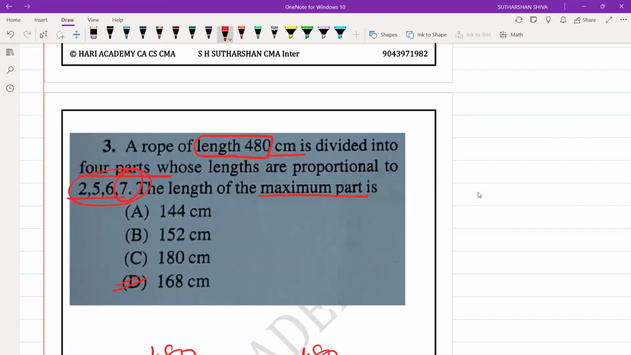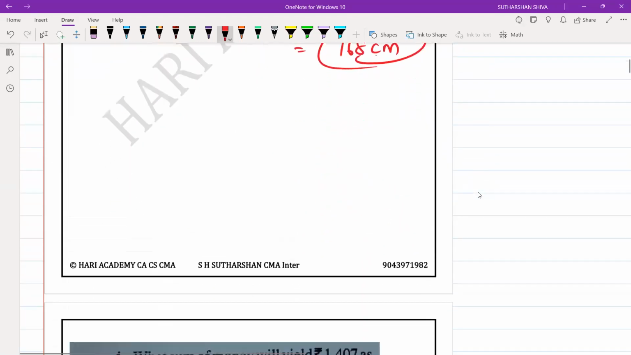You can simply do it by just looking at the question. They are asking the length of the maximum part. The highest value is 7. So what is the total? 7 plus 6 plus 5 plus 2. The total is going to be 20. So you can take a calculator: 480 divided by 20 multiplied by 7, you will get 168 centimeter.